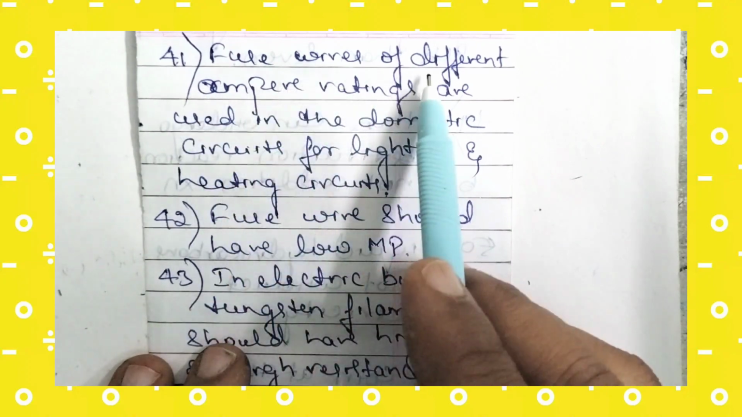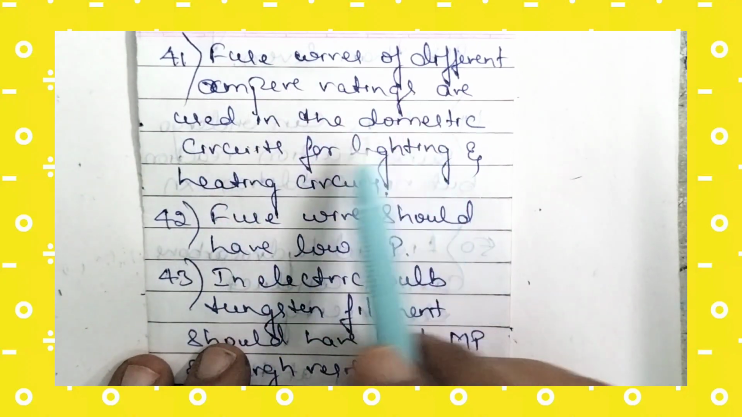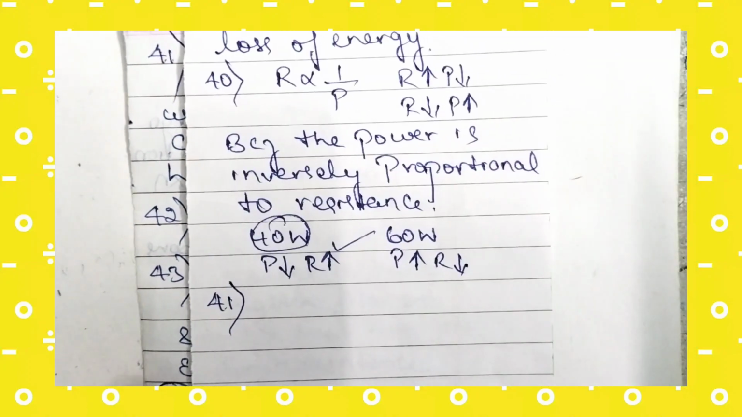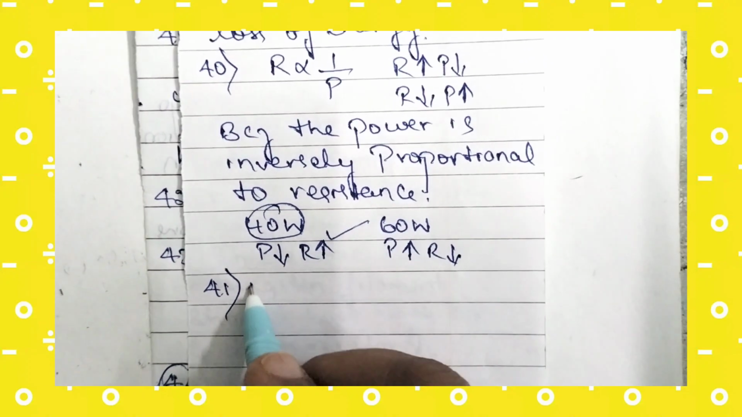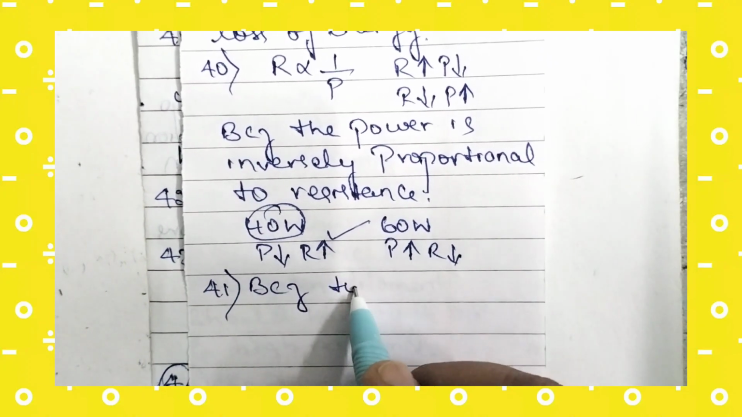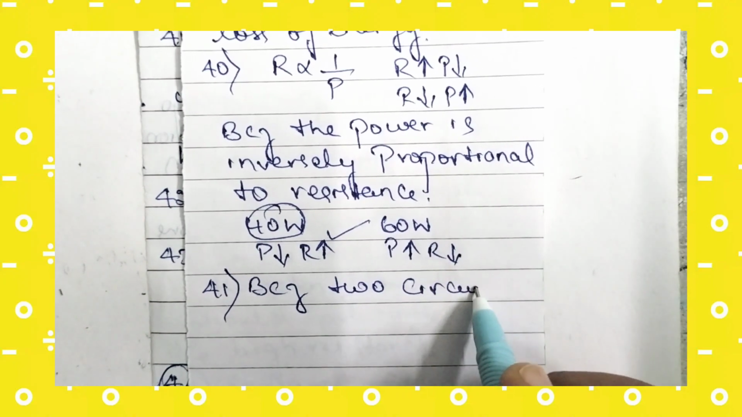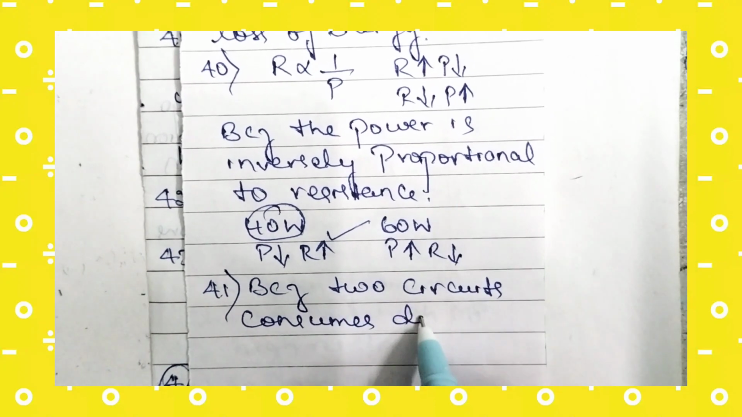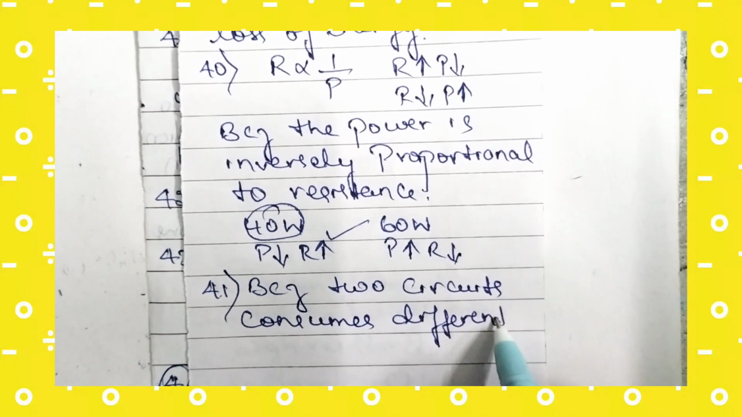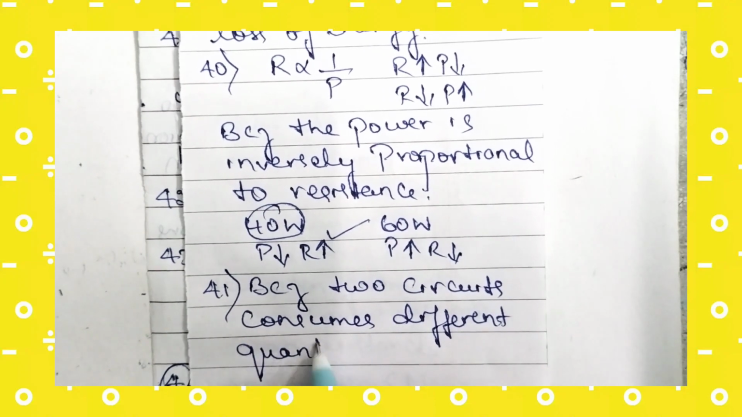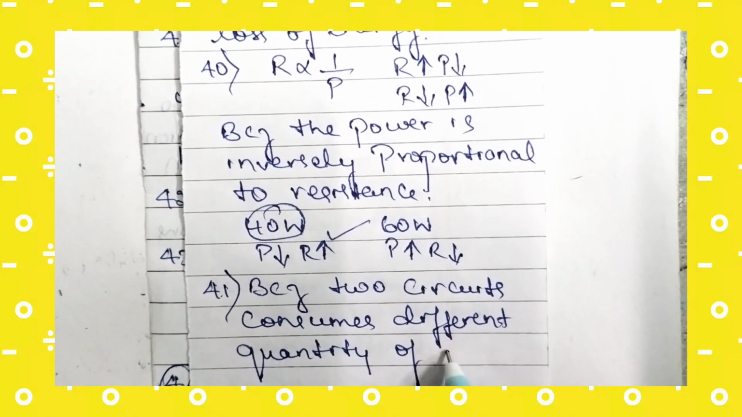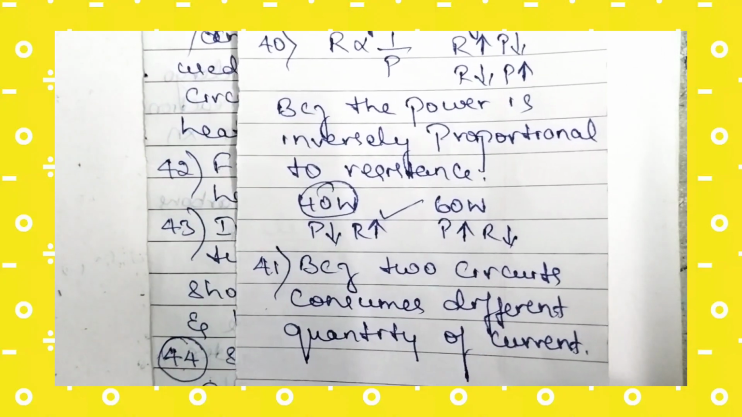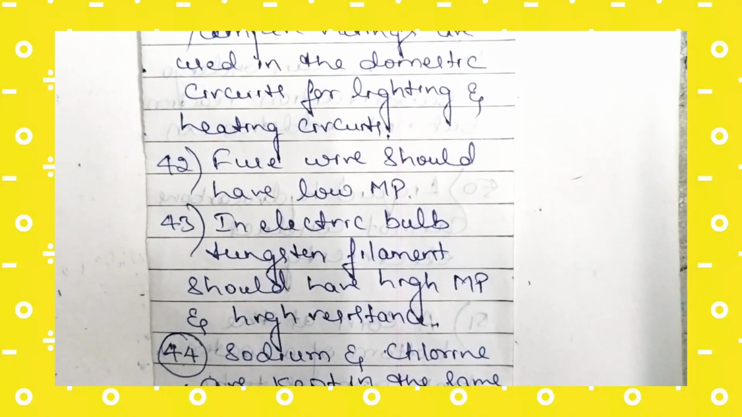Fuse wires of different ampere ratings are used in domestic circuits for lighting and heating circuits. So let us answer that: because two circuits consume different quantities of current. So this is the answer for the 41st. Now let us move to the 42nd.